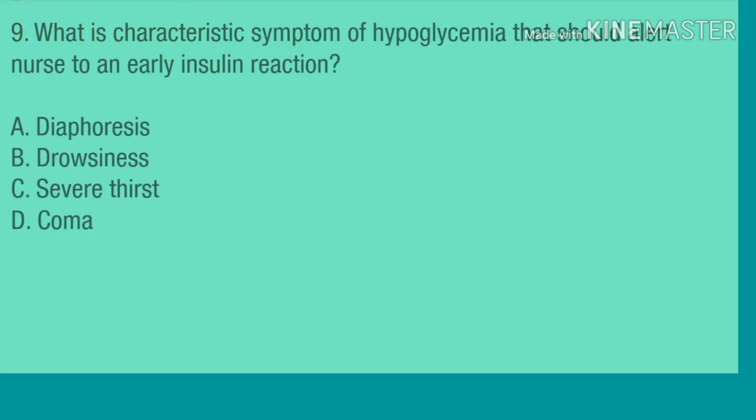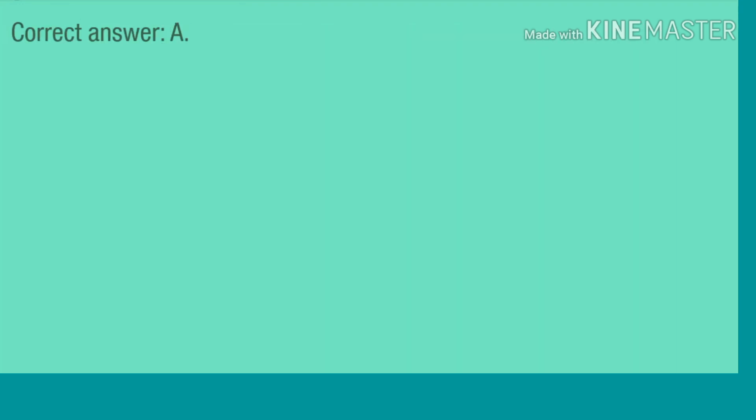Question 9. What is a characteristic symptom of hypoglycemia that should alert the nurse to an early insulin reaction? A. Diaphoresis. B. Drowsiness. C. Severe thirst. D. Coma. Correct answer, A.